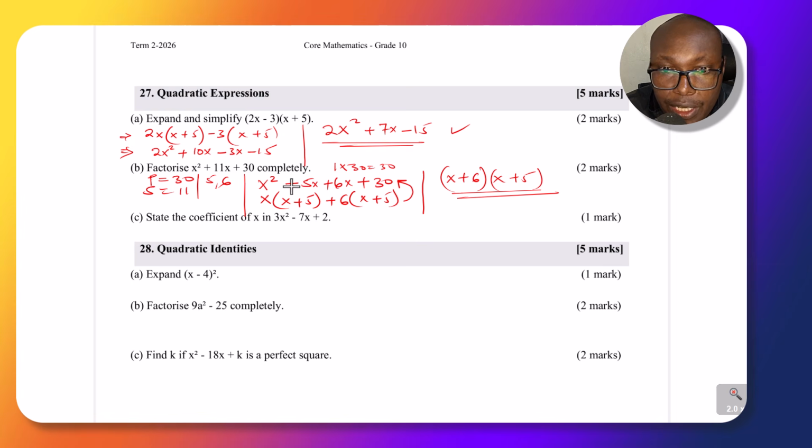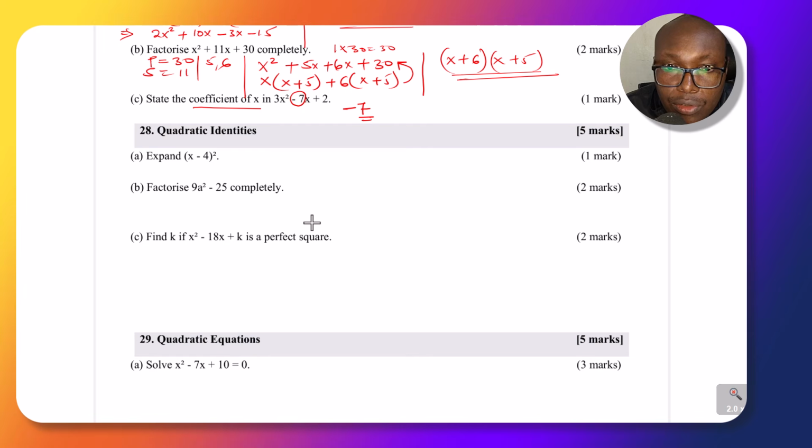State the coefficient of x. The coefficient of x, we just said, is the term that is multiplying x. And the term that is multiplying x here is negative 7. Not 7, but negative 7. You have to pick that sign before 7. That is what is multiplying x. That is what we refer to as the coefficient of x. The coefficient of x squared, if that was the question, could have been 3. If the question had asked what is the coefficient of x squared, you could have given 3 as what is multiplying x squared. We go to question 28.